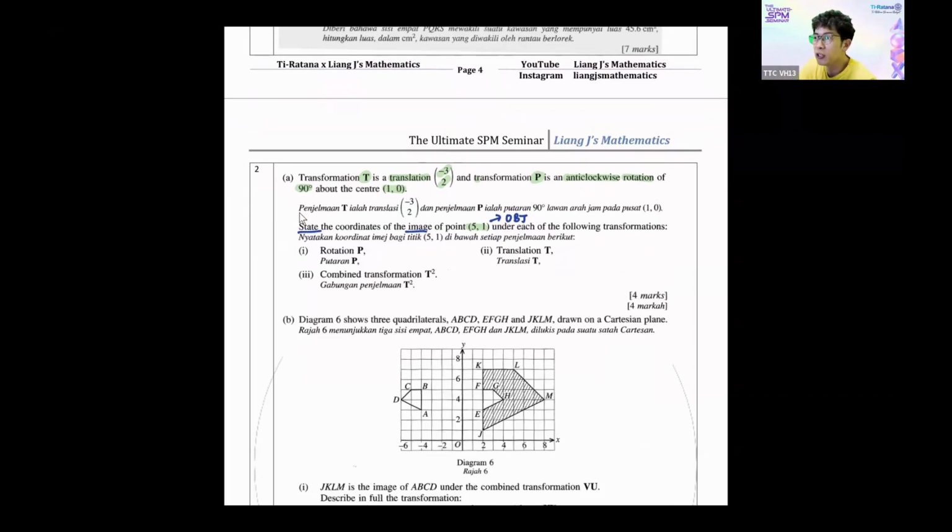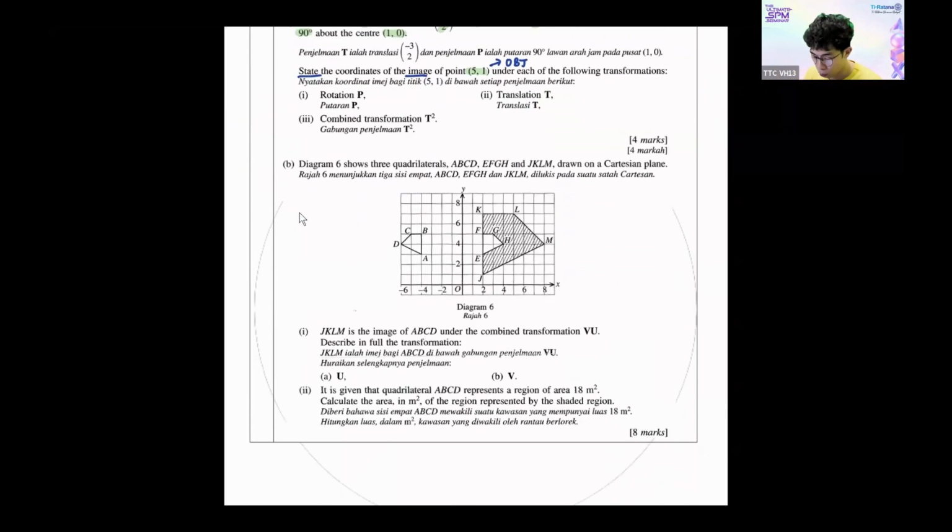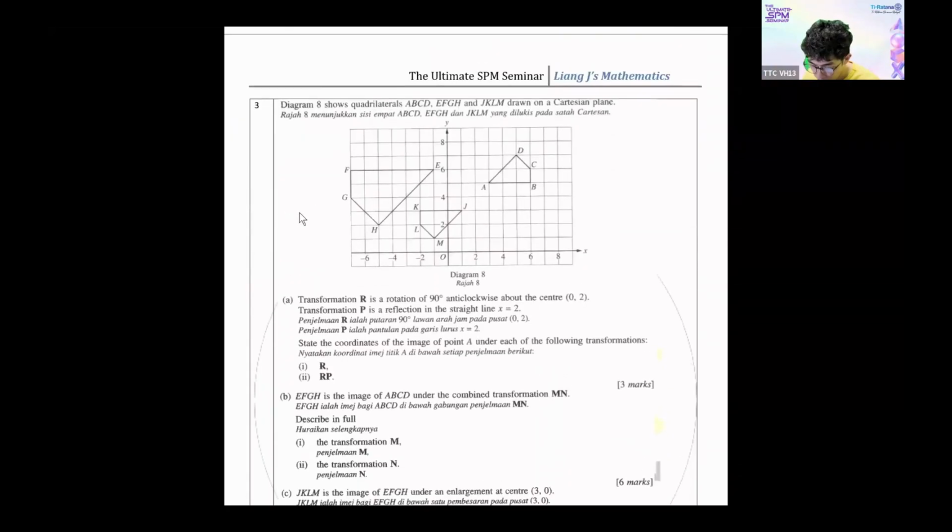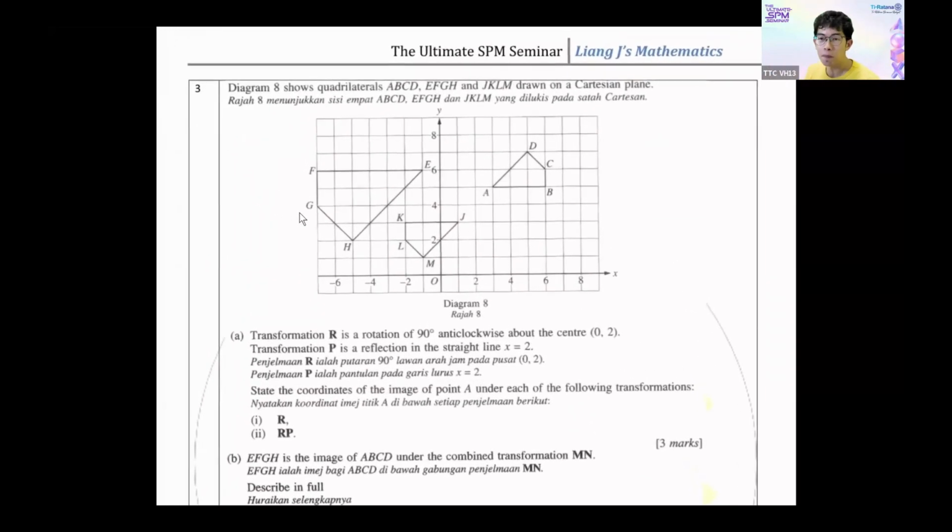So I'm just trying to confuse you. You see, part A, the way they ask is the same, right? I show you the third question, then you will notice. Look at question number 3. Although they give you a big picture there, when I read it, you still see something similar. They give you R is a rotation 90° anti-clockwise about center O. Transformation P, reflection, x equals 2. Then again, they ask you to what?